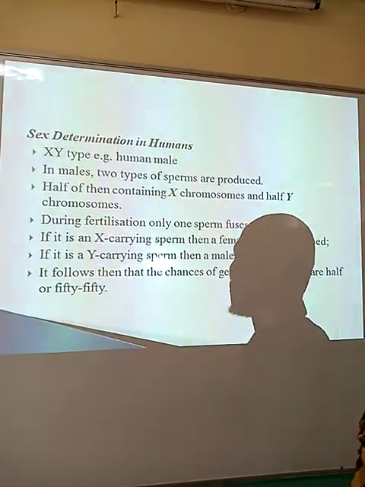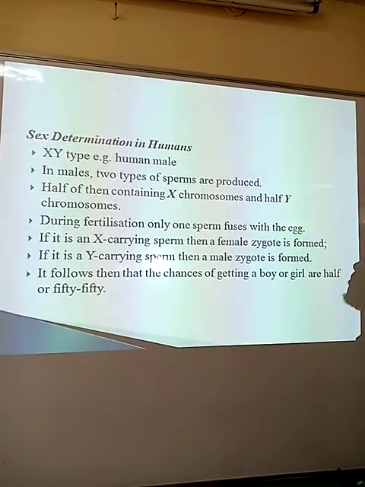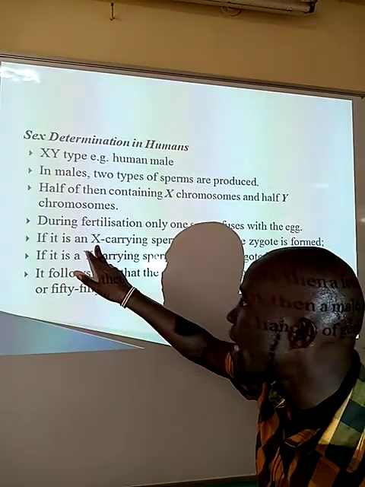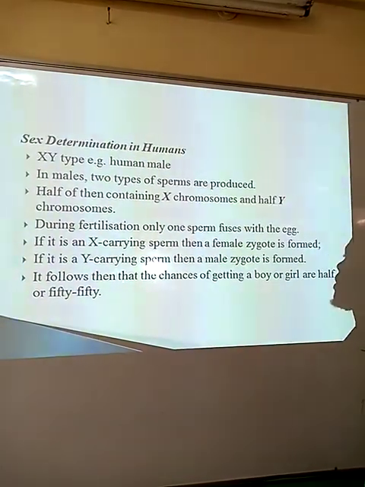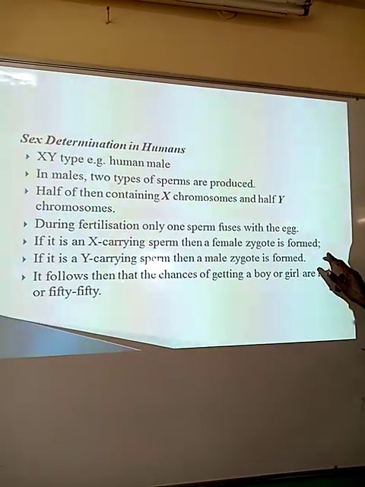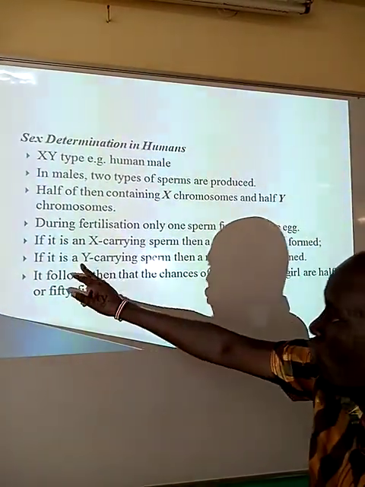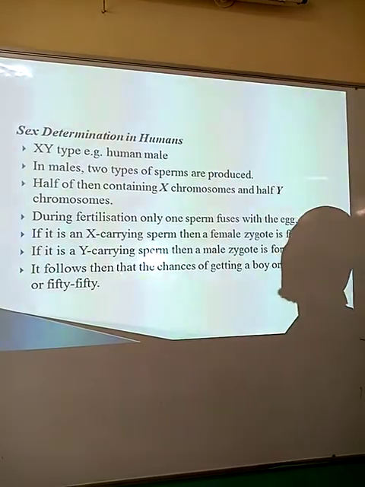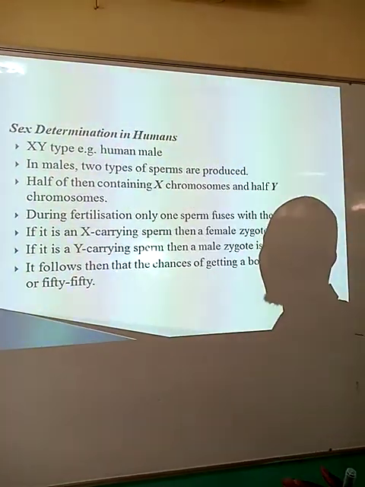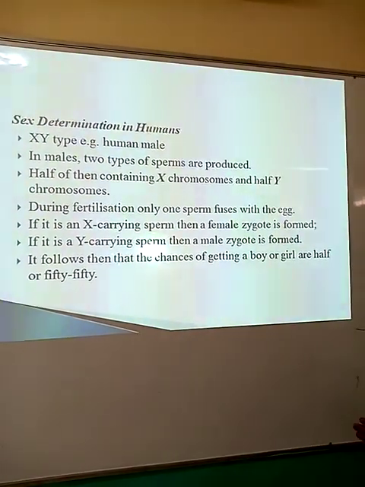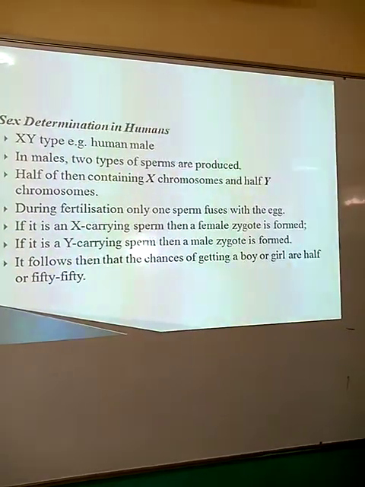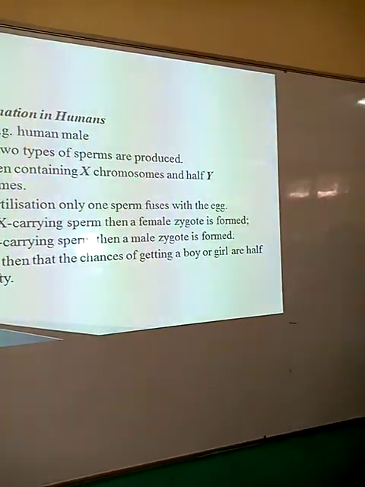During fertilization, only one sperm fuses with the egg. If it is an X chromosome carrying sperm, then a female zygote is formed. But if it is the Y chromosome carrying sperm, then a male child is formed. It follows that the chances of getting a boy or a girl is half, or what we call 50-50. There is equal chance of getting the two.